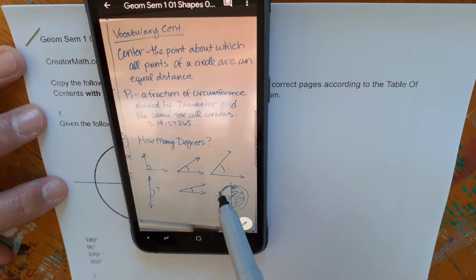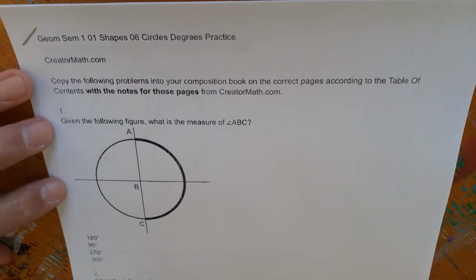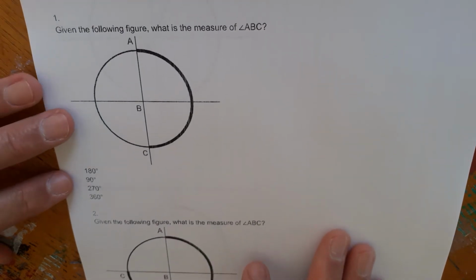Here we talk about going around a circle, and this would be a major arc out here, and this would be a minor arc. All right, check the notes, put these in your comp book, and use them to help you with the problem set. So let's look at this problem set.